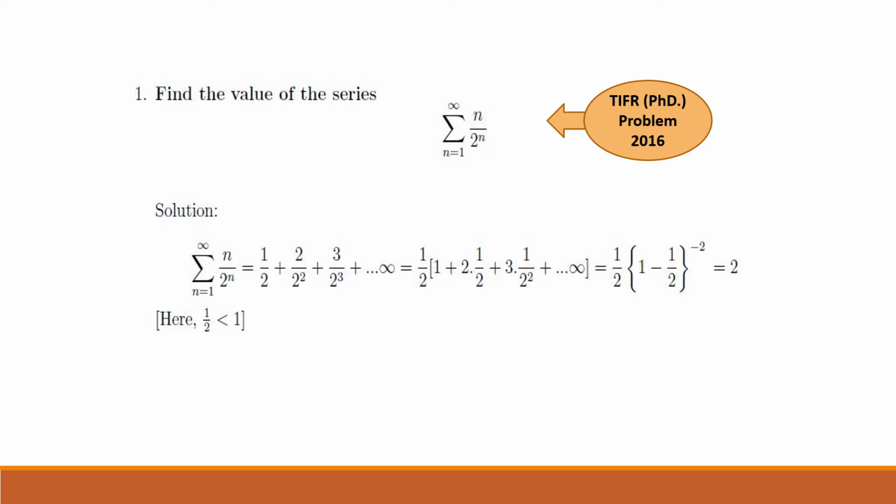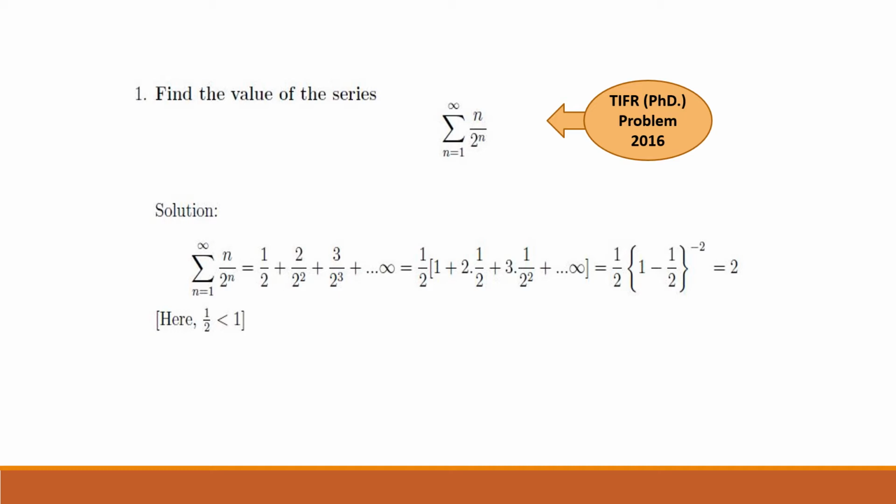First one, find the value of the series, summation n equal to 1 to infinity n by 2 to the power n. Now write the summation in that format, that is 1/2 plus 2/2 square plus 3/2 cube up to infinity. Now taking common 1/2 outside, the inner part equals (1 minus 1/2) to the power minus 2. So the value will be 2 here.